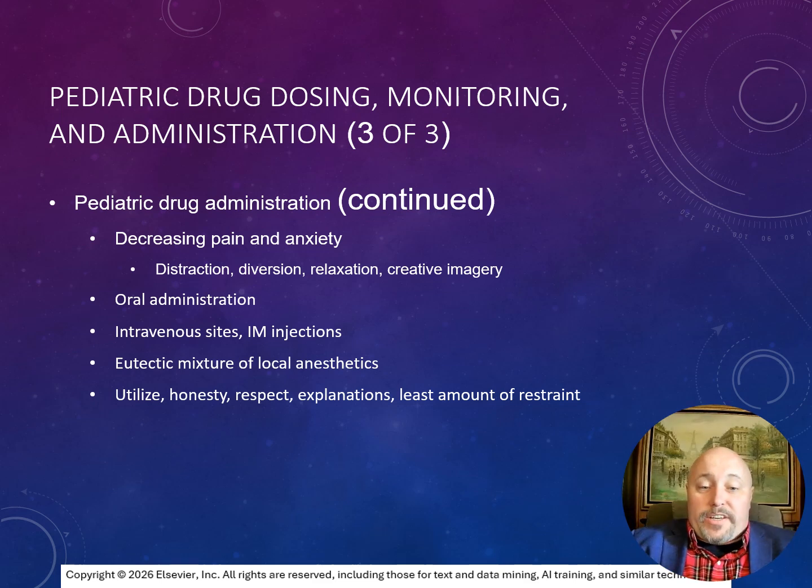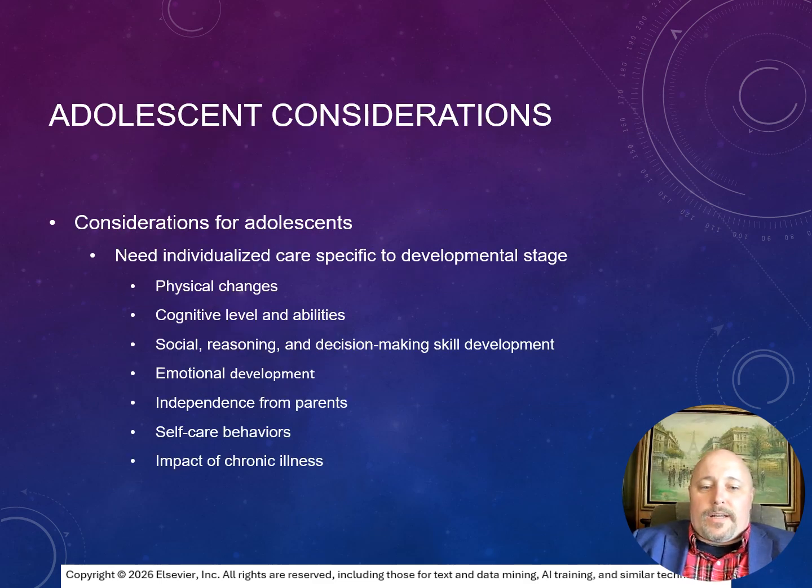We want to focus on decreasing the pain and anxiety in the patient wherever possible, with tactics like distraction, diversion, relaxation, creative imagery. Prioritize oral administration over any injections, and utilize honesty, respect, explanations, and do everything we can to comfort this patient while using the least amount of restraint possible. Considerations for older adolescents would include things like their physical changes, again, their cognitive level and abilities that can vary wildly, emotional development, their independence from their parents, their ability for self care, and the impact that chronic illness is having on their lifestyle.